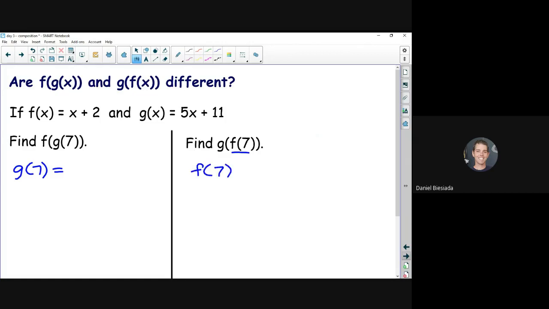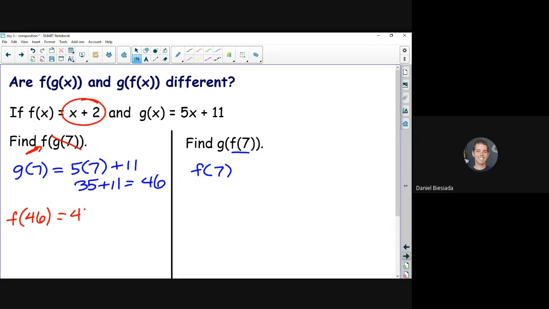Now, we're going to see how this actually turns out differently. If I go in with a 7 to g of x, I get a first answer of 46. I will then, of course, take that 46 and put that into the outer function, which is f. And that function was just x plus 2, 46 plus 2. I get a final answer of 48.